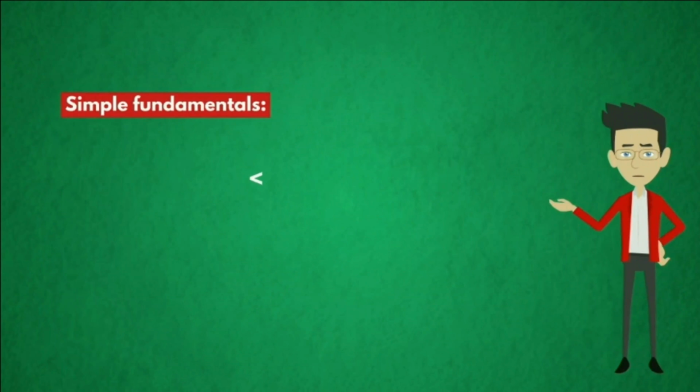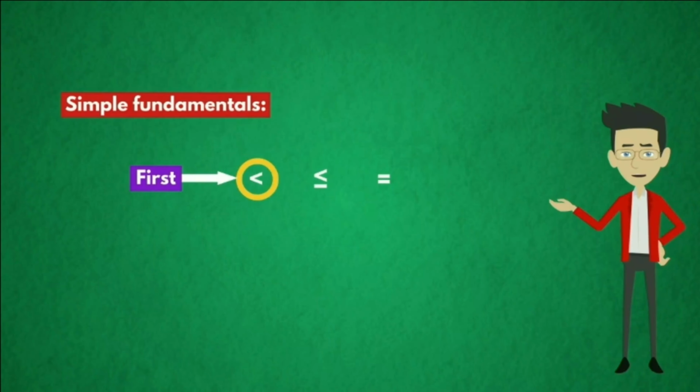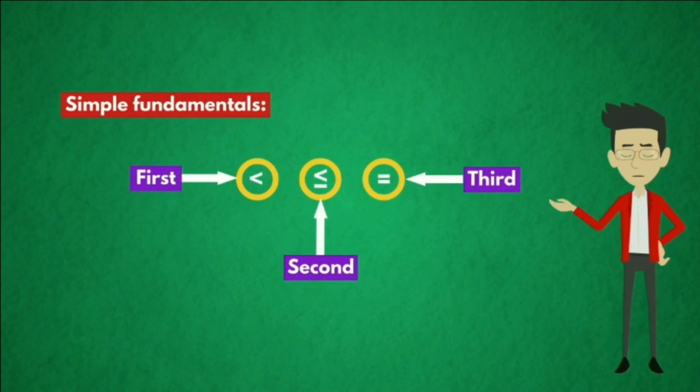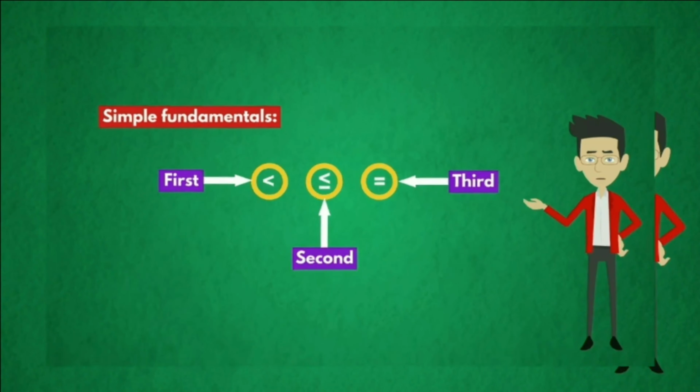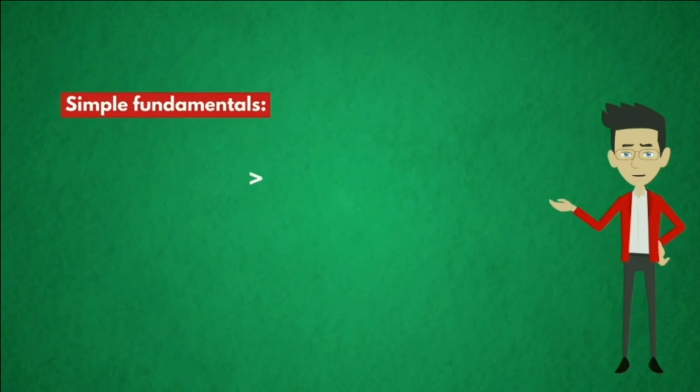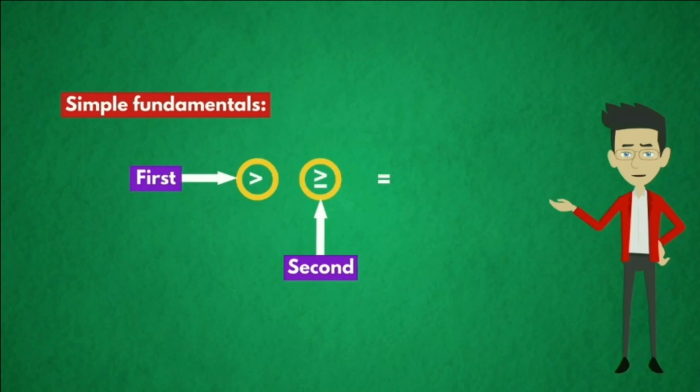If the combination is of less than and less than or equal to and equal to symbols, then we will give first priority to the less than symbol, second priority to the less than or equal to symbol, and third priority to the equal to symbol. If the combination is of greater than, greater than or equal to and equal to symbols, we will give first priority to the greater than symbol, second priority to the greater than or equal to symbol, and third priority to the equal to symbol.